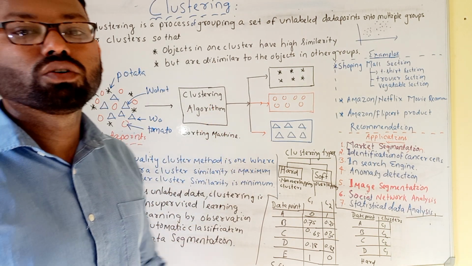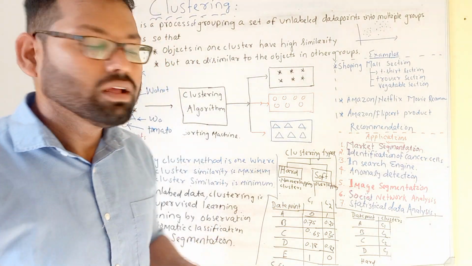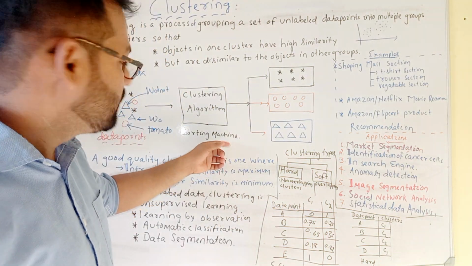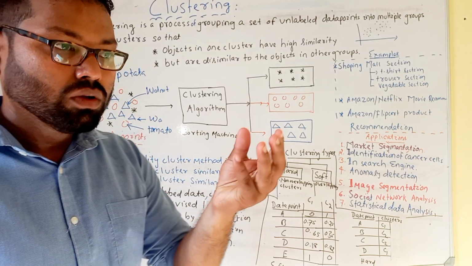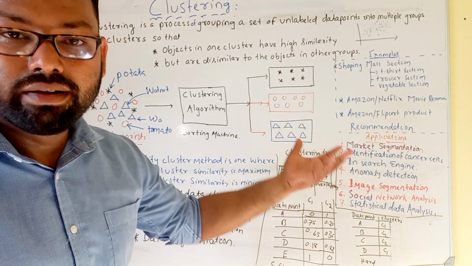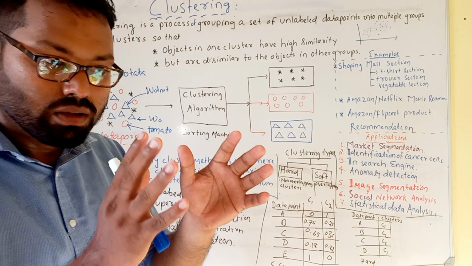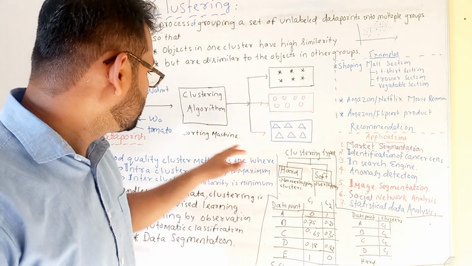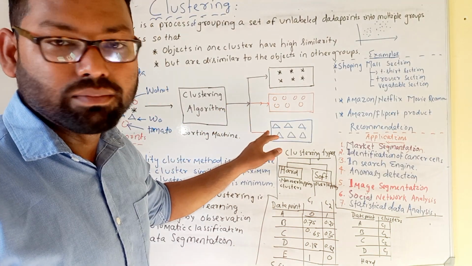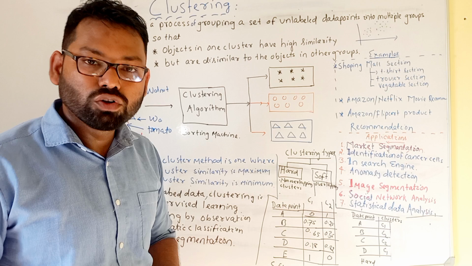The clustering algorithm also does the same. The clustering algorithm studies the pattern. How does the sorting machine do it? It checks properties: tomatoes are similar in some way, potatoes are different, maybe in weight or size, and walnuts are also different. So according to some properties, some characteristics, the sorting machine divides and groups them. In the same manner, clustering algorithms work.